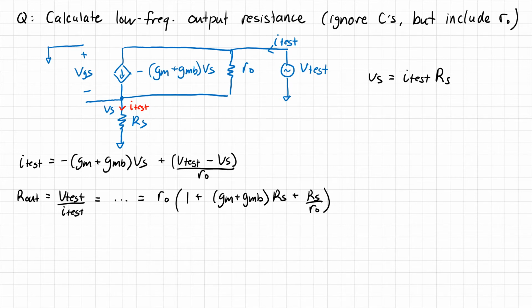Okay, so we can make a few simplifications here. We can say that (gm plus gmb) times RS is probably pretty high, much larger than 1, probably larger than RS over RO, so we can get rid of that term. And so basically what we get is RO times (gm plus gmb) times RS. Okay, and we will note here that this can be very large.